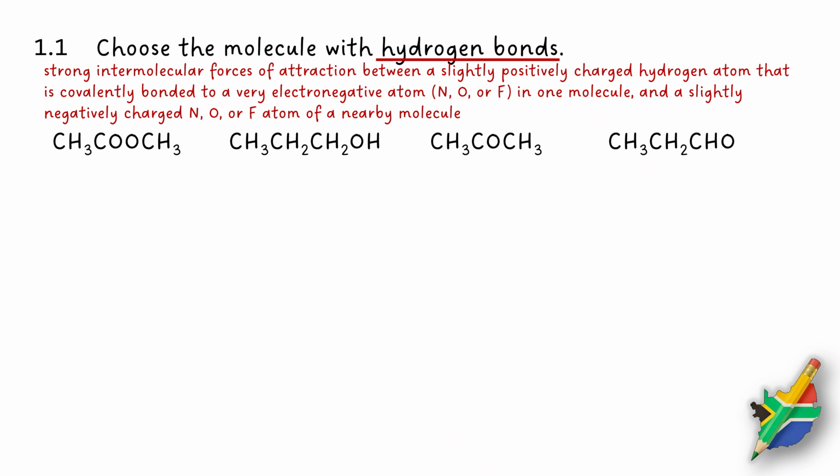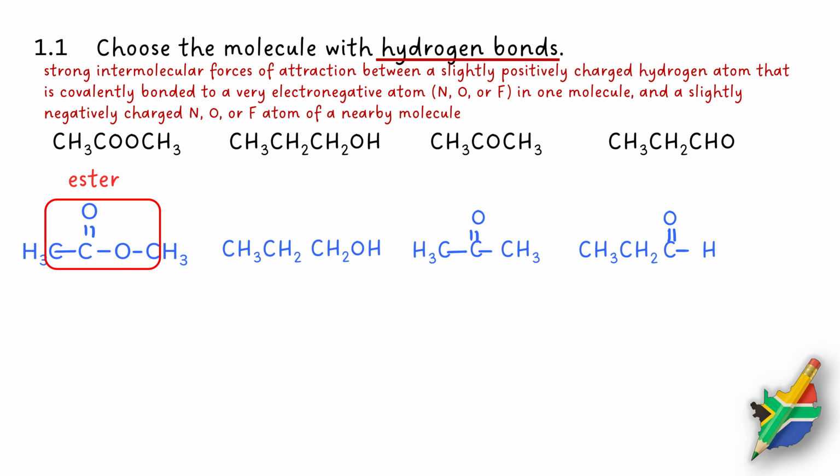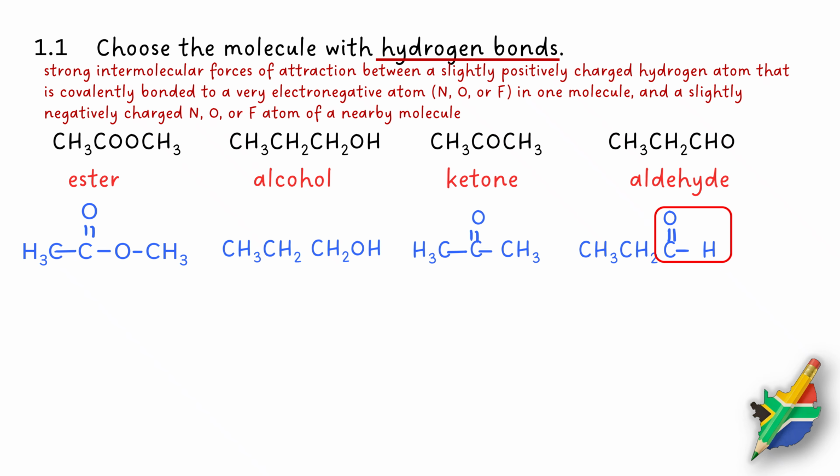Each of the given compounds contains oxygen, which is highly electronegative, but we need to expand their structures slightly or draw their full structural formulas to see if the oxygens are bonded to hydrogen. This compound contains an ester group. This compound is an alcohol with a hydroxyl group on the last carbon atom. This is a ketone with a carbonyl functional group. And this is an aldehyde because at the end of the molecule there is a carbon double bonded to an oxygen and single bonded to a hydrogen.